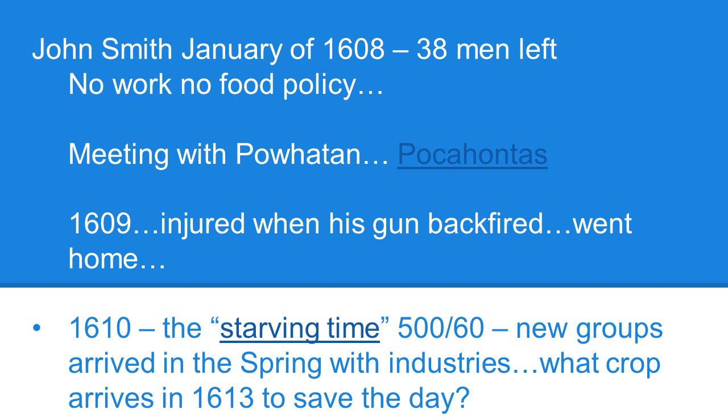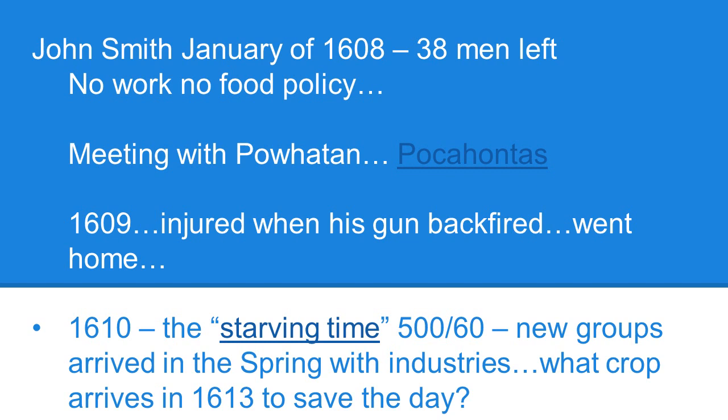Pocahontas, from all accounts, did save John Smith. Now, did she throw her body across him and tell her father that she was in love with John Smith and that he couldn't kill him, yada, yada? No, that did not happen. But she did save him, and this is because Pocahontas, being 12 to 14 years old, we're not exactly sure how old she was, but she was pretty young.